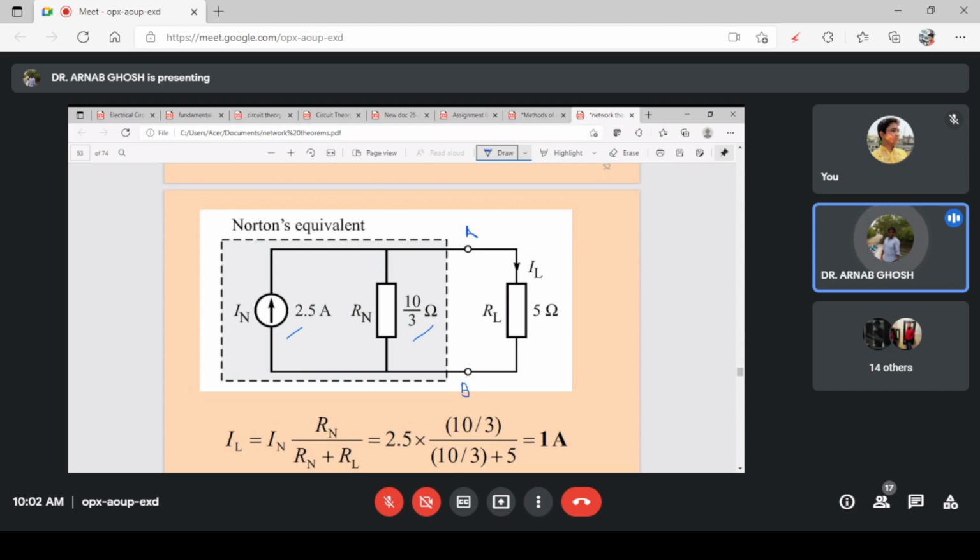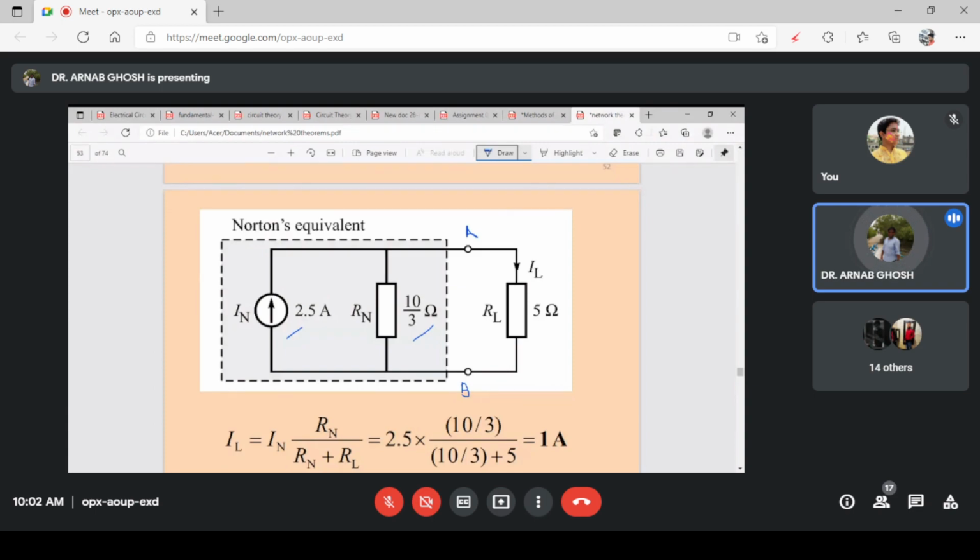Okay, the internal resistance without the load resistance will be the same. So the Thevenin's equivalent resistance and the Norton's equivalent resistance, both of these are the same. The difference is you are having the open circuit voltage there, and you are having the short circuit current here. Only this is the difference.